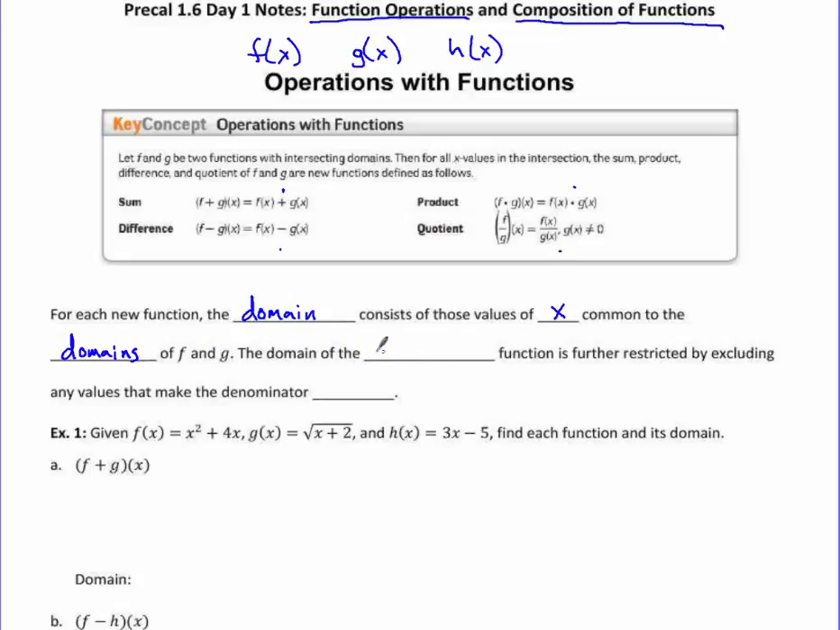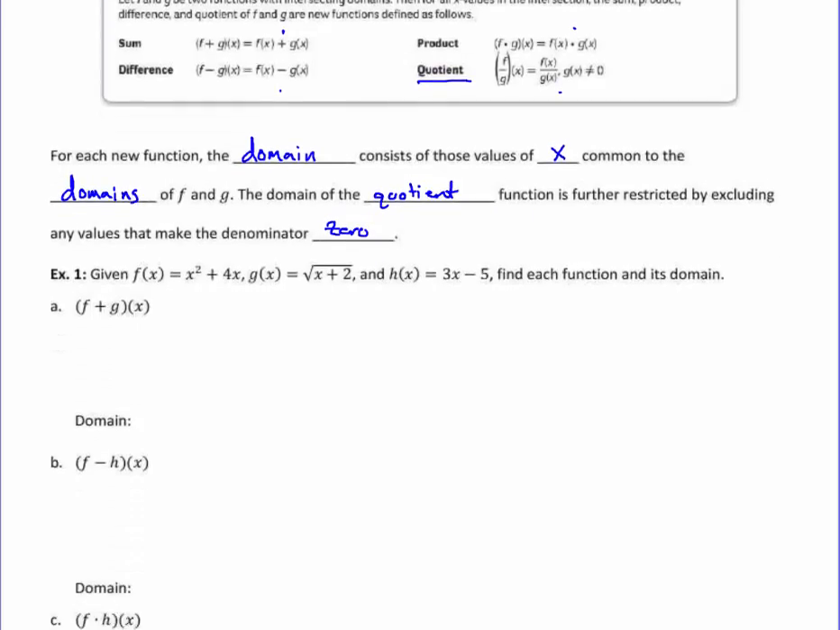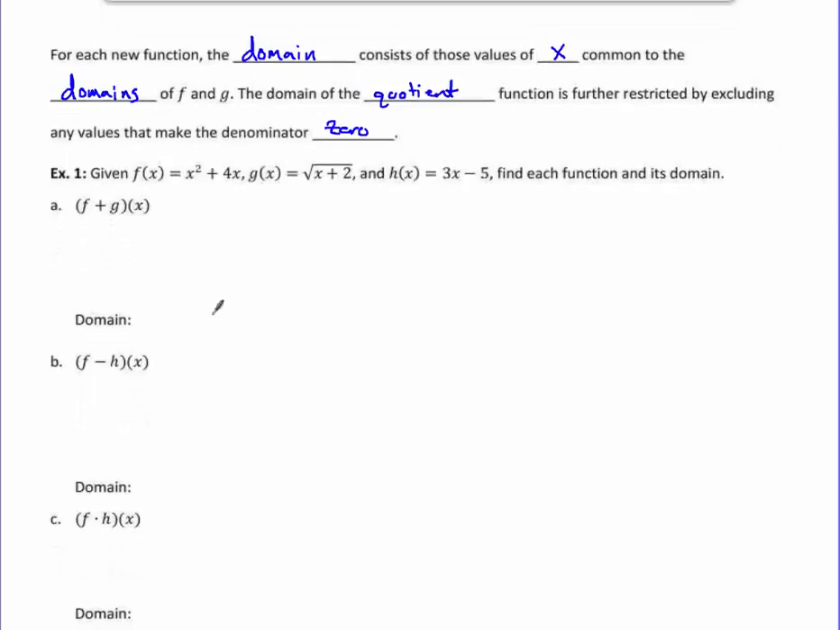One little restriction to that: the domain of the quotient function, which is when we divide, is restricted because we have to exclude any values that make the denominator 0. But you know that already. Let's take a look at what this means and what we're actually doing.